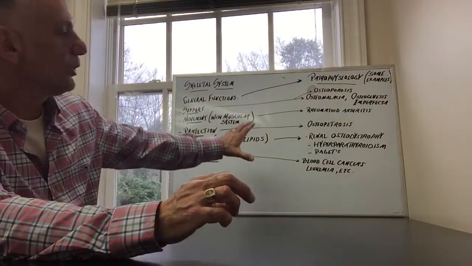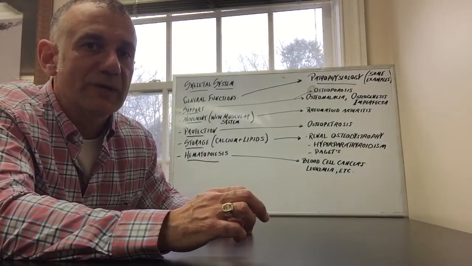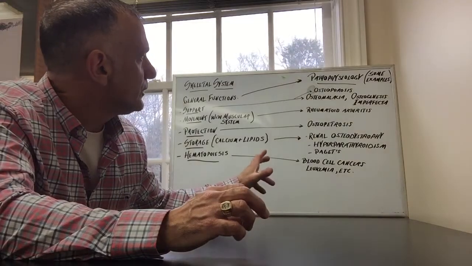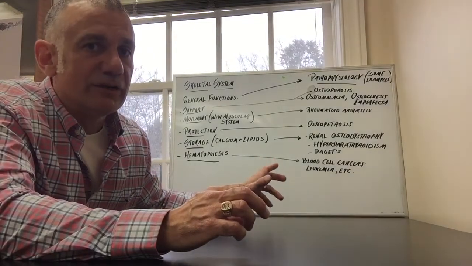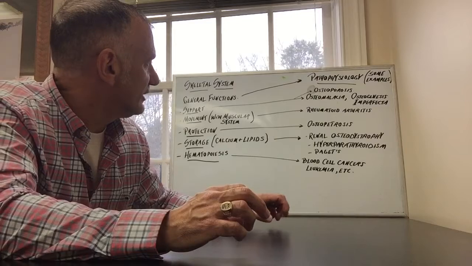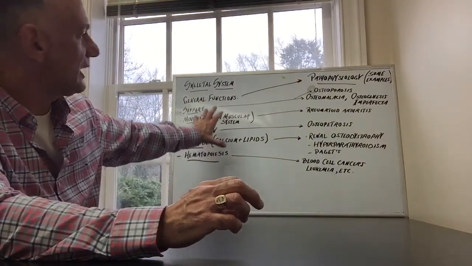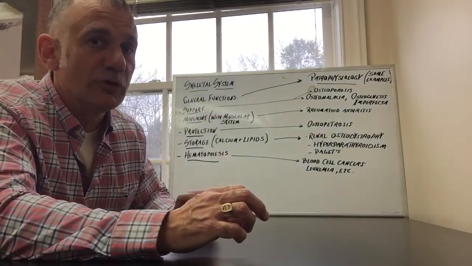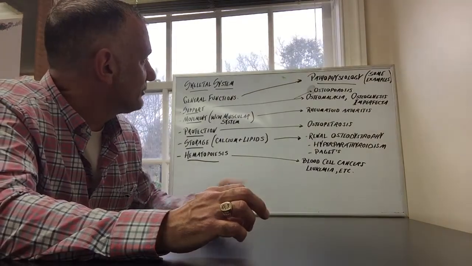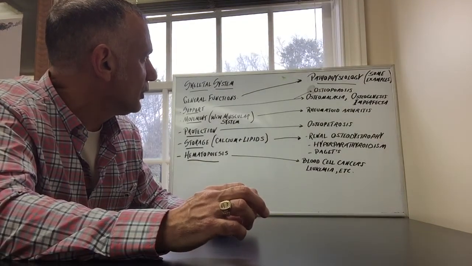So when we look across the board, and this is the relationship I want you guys to make, basically what you're looking at are disorders that are related to these functions. So when these functions are out of whack, so to speak, a disruption of homeostasis, then you can have some of these disorders on the other side of the board.